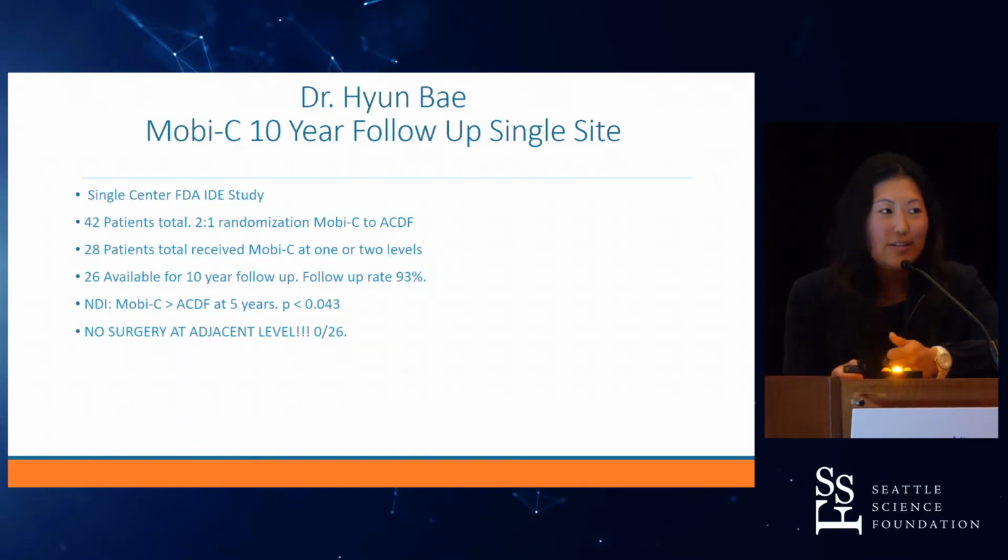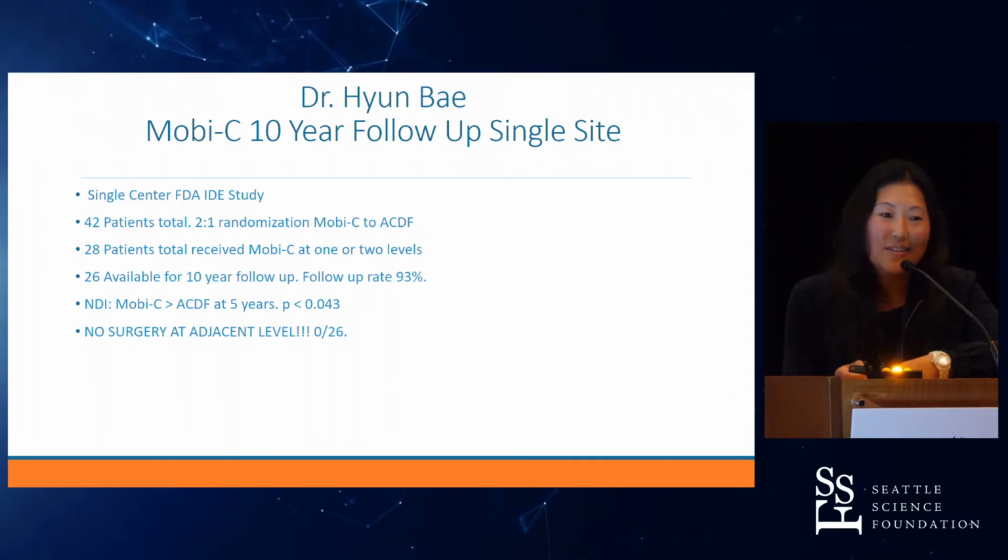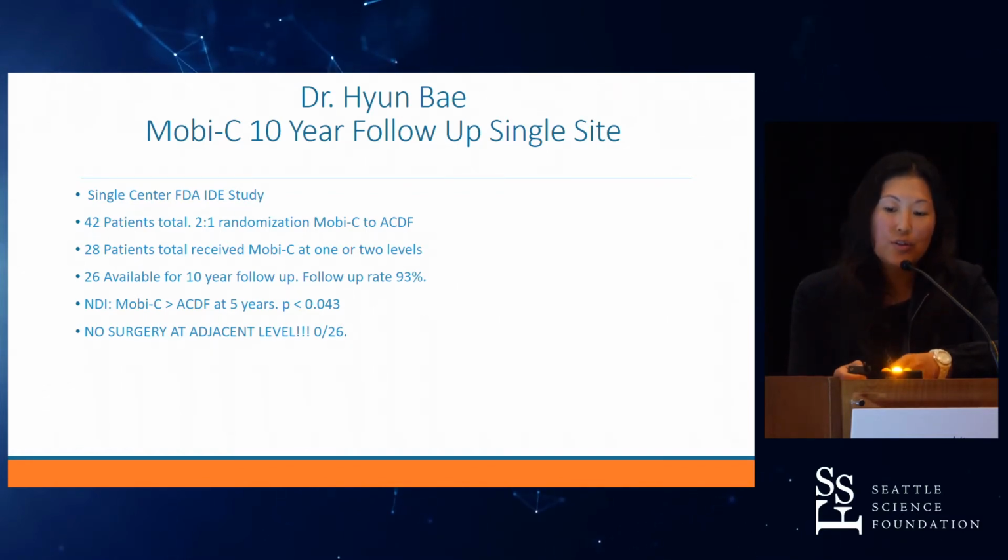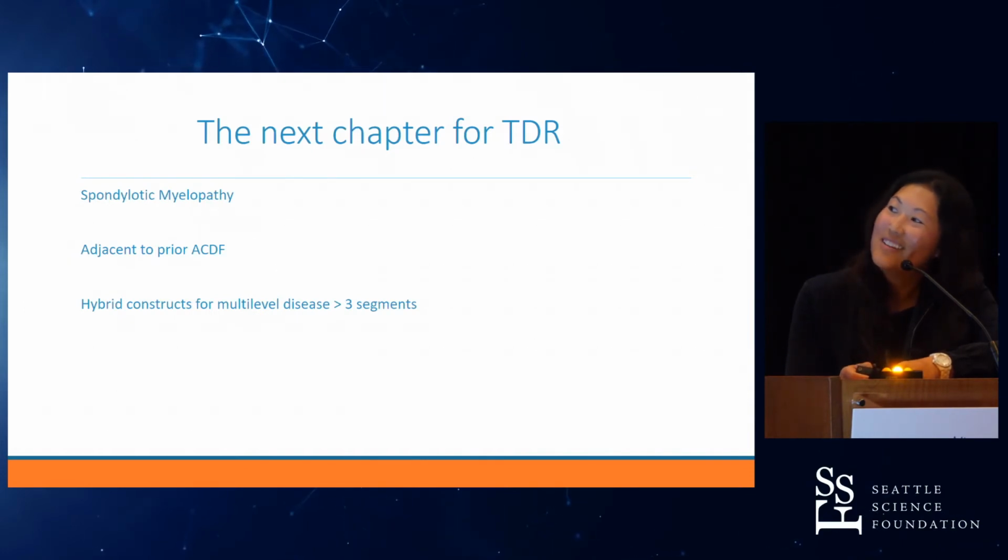Then I tried to track down Dr. Bay, who has presented his Mobi-C 10-year follow-up single-site numbers. Again, he will say there's no surgery that he's done at the adjacent level. The x-rays of all of his patients are very compelling, especially the two-level cases, where there is really a huge difference between a two-level ACDF and a two-level total disc replacement, which will be favorable for my case presentation debate.